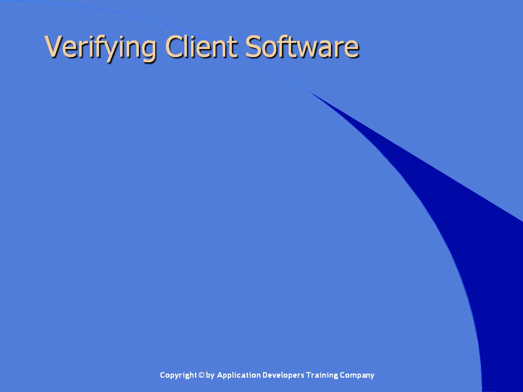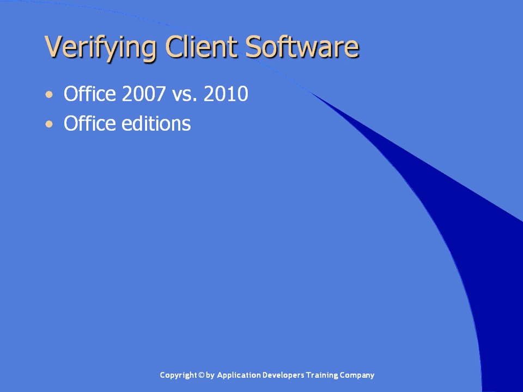Verifying client software. You should list client software requirements as part of your project plan. You want to determine who's using Office 2007 versus Office 2010 because that's going to change their experience with SharePoint. Office editions. There are different Office editions that provide different SharePoint feature sets. You want to make sure that everybody within your business is getting the same user experience.